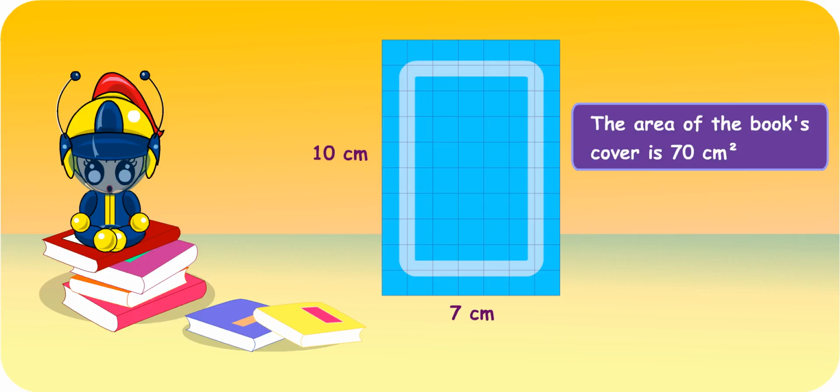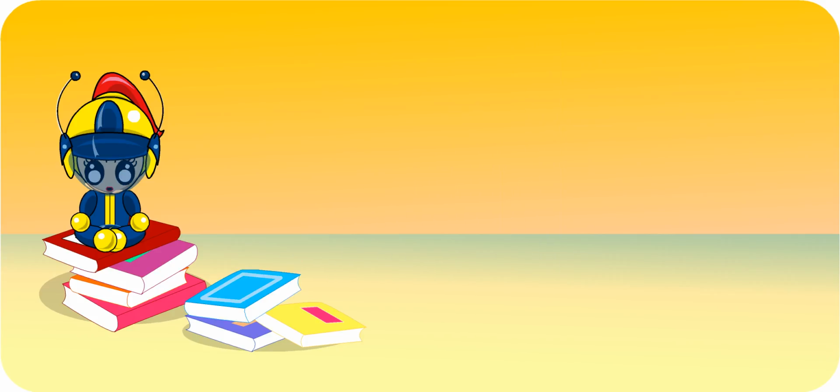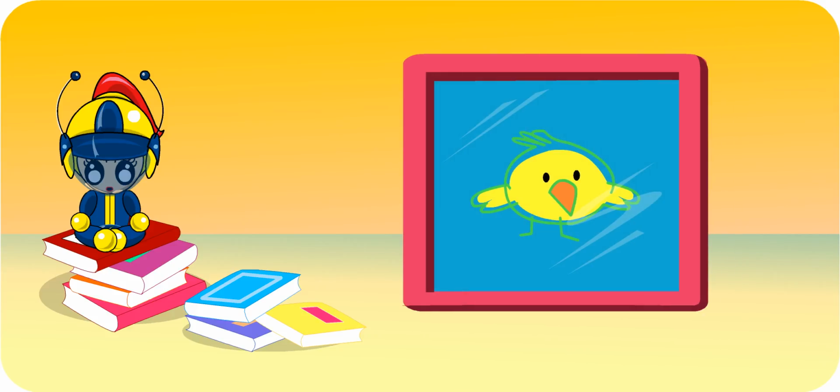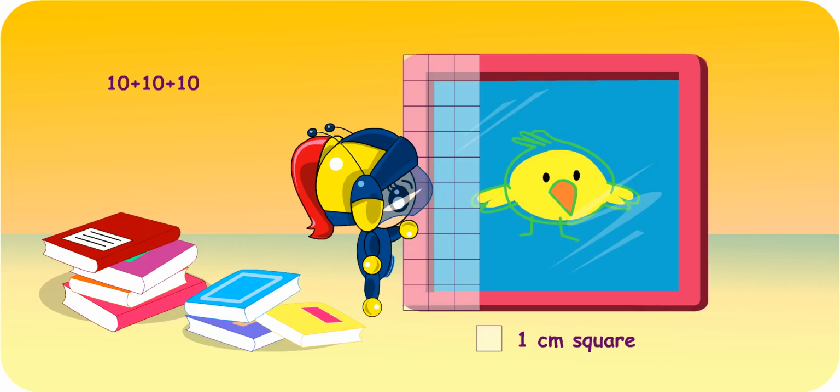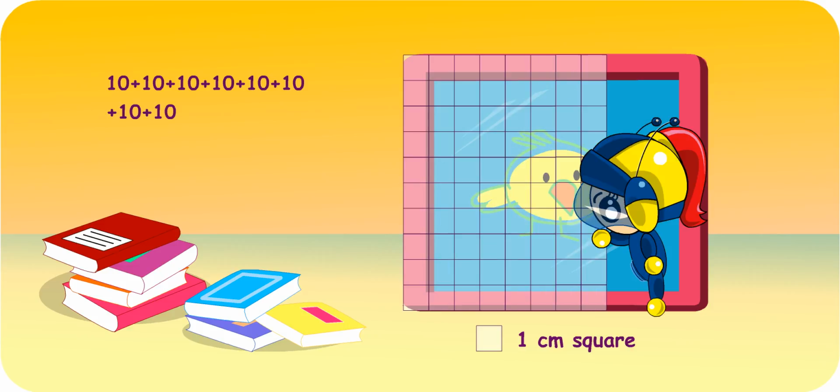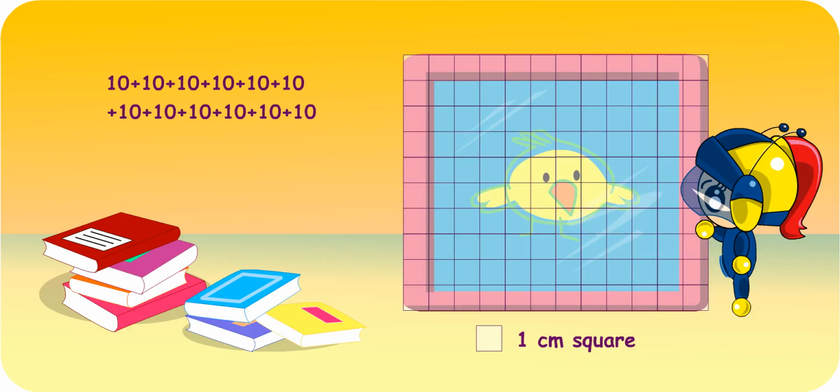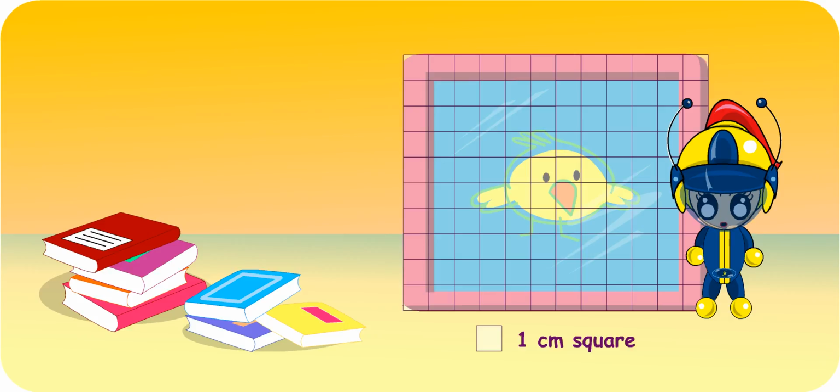Oh, I understand now. Instead of using squares of any size, we use 1 centimeter squares as a standard unit of measure. Yes, you are right. Turbo Girl, now you try measuring this photo frame using 1 centimeter squares. Teacher, this photo frame has an area of 120 square centimeters.